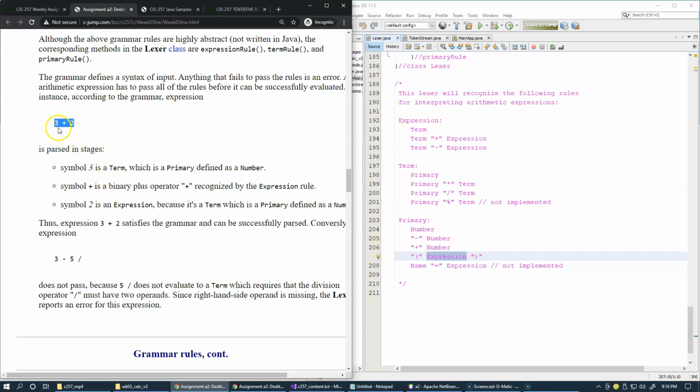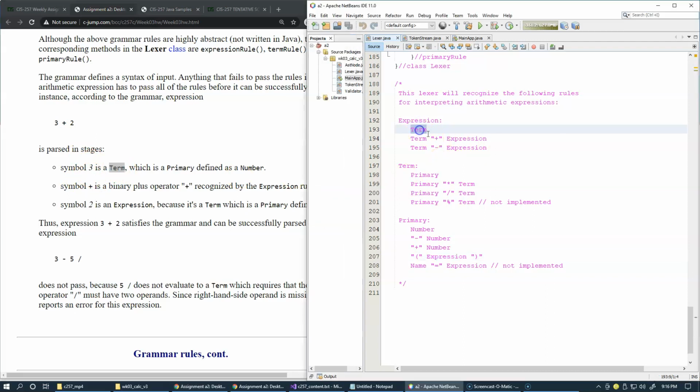First of all, we encounter token 3. Symbol 3, or token 3, is a term. In other words, we expect this to be a term. Why is it a term? Because we check whether it's a primary, and it is a primary because it's a number. Because it's a number, primary is correct, and therefore term returns back here as a correct term.